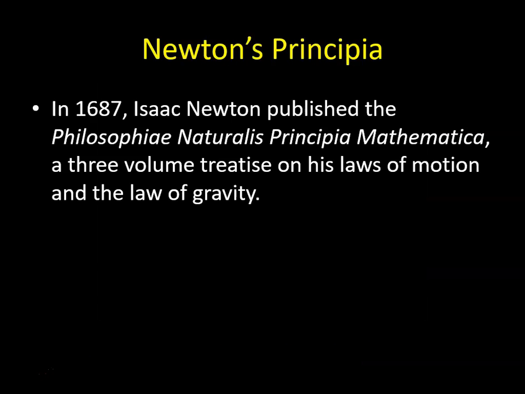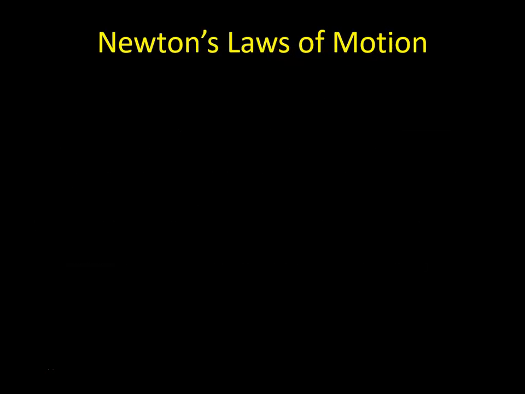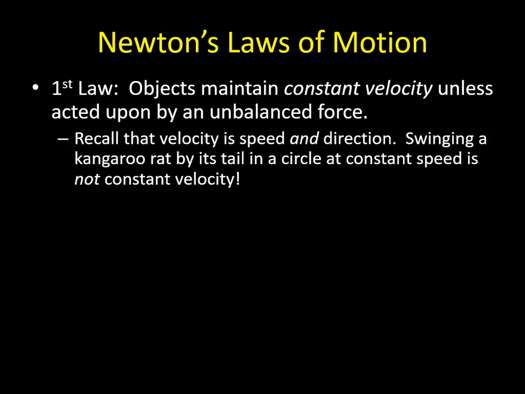Now, Newton's Principia is something that I just referenced. In 1687, he published his magnum opus, what some people consider to be the greatest work of physics in history. In fact, some even say it's the greatest work of science in history. Among many, many other things, he published his 3 laws of motion. The first is that objects maintain constant velocity unless acted upon by an unbalanced force. Notice that by constant velocity we mean constant speed and constant direction.